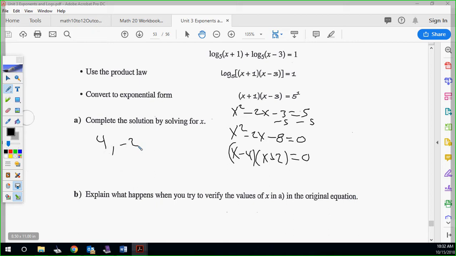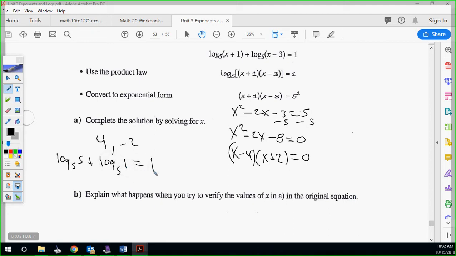We still have to check this because of the logarithms, right? There are some restrictions with the logarithms. We need to make sure we're okay. So if we check it, let's put 4 in first. 4 plus 1 is 5. So log base 5 of 5 plus log base 5 of 4 minus 3, which is 1. So that's log base 5 of 5 plus log base 5 of 1 equals 1.